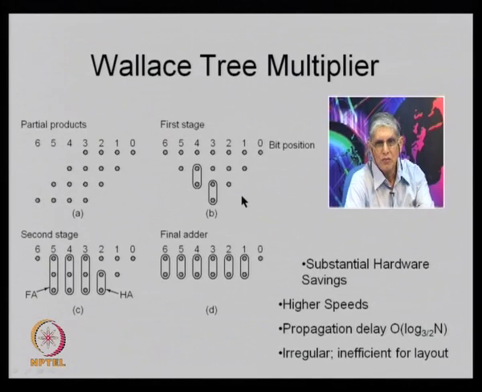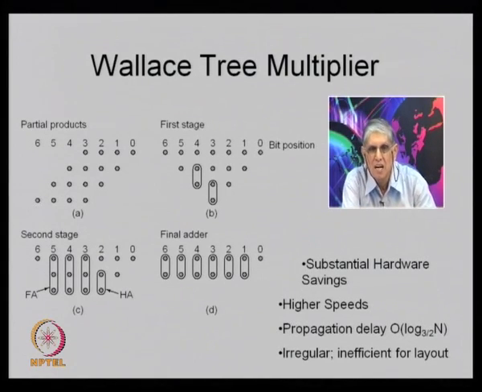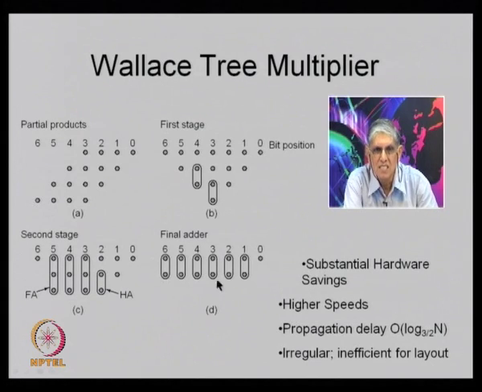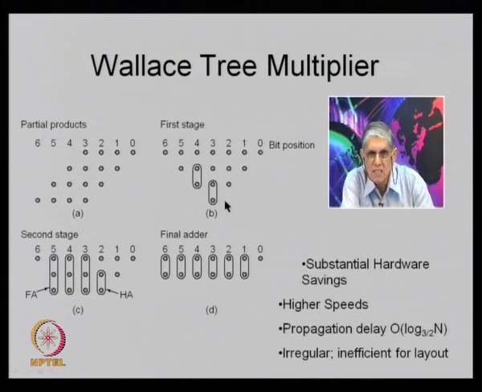Now, what we do is, after we put it, this is called the first stage operation. To create the tree, the next stage is in the first stage itself, circle the last two ones. For example, for the third and fourth, you circle the last two.